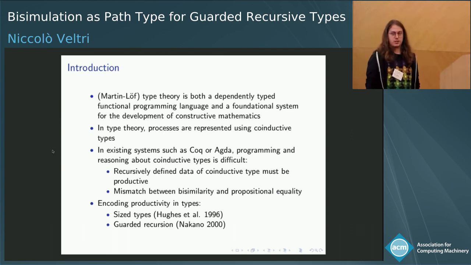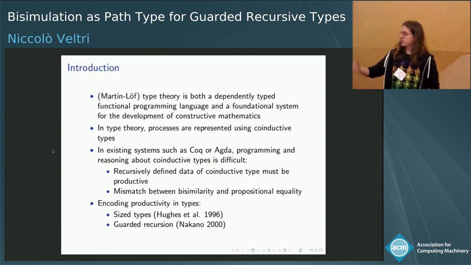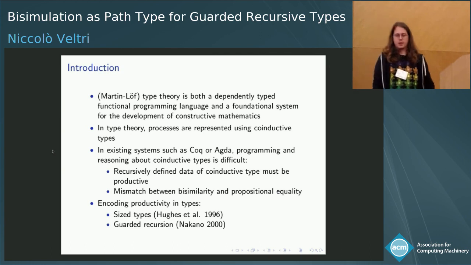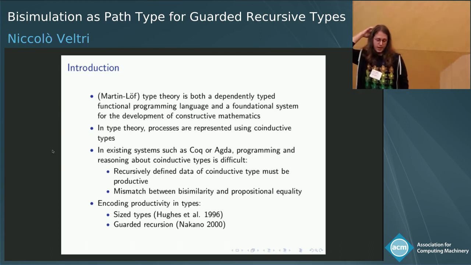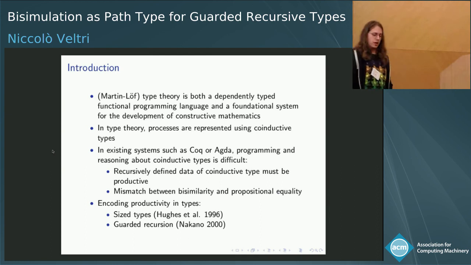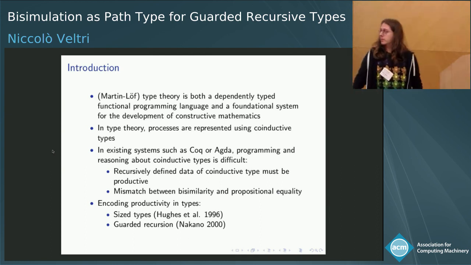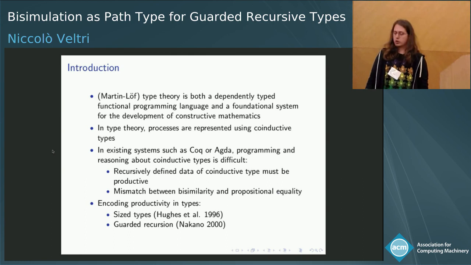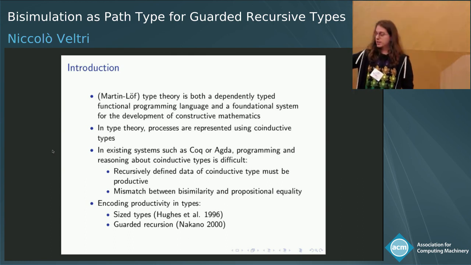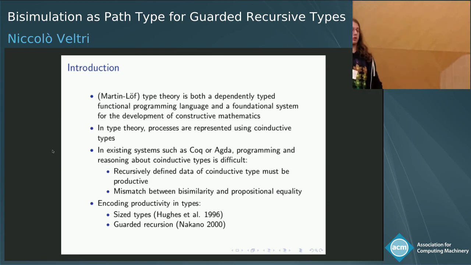In order to fix the first problem, several efforts have been made in recent years. I present here two possible ways of solving this issue by encoding productivity in types: one is sized types, and the other is guarded recursion. In this talk, I will focus on guarded recursion. The main contribution is trying to solve the second problem using guarded recursion, that is, this mismatch, or working towards solving this issue.